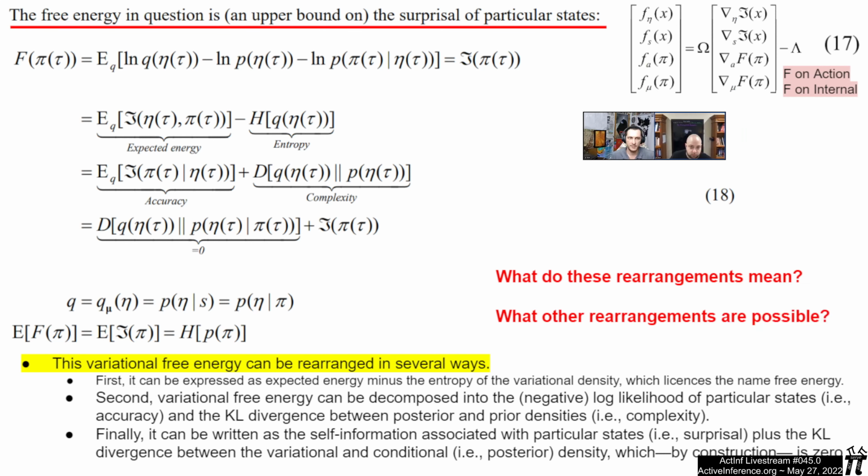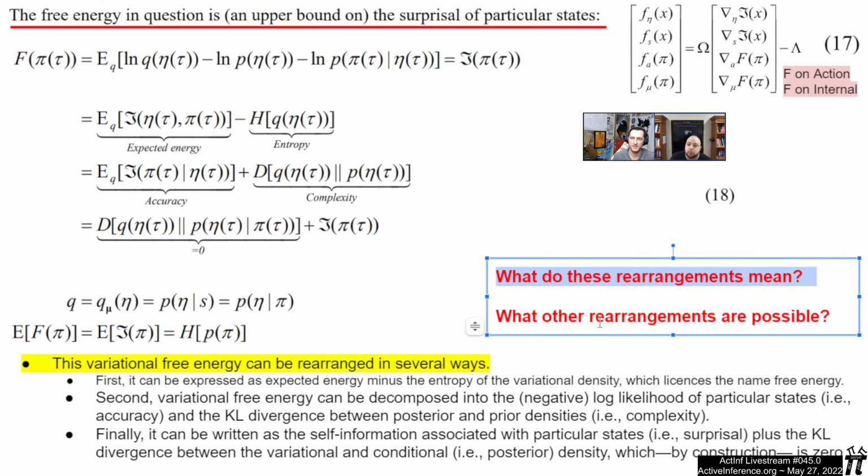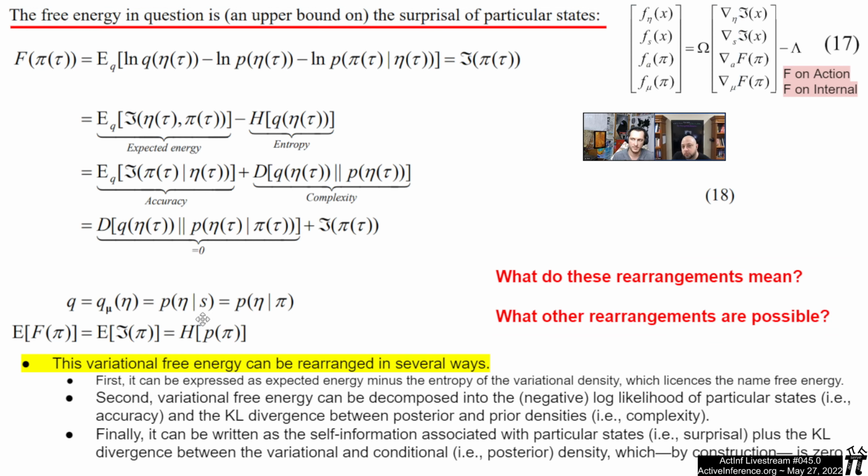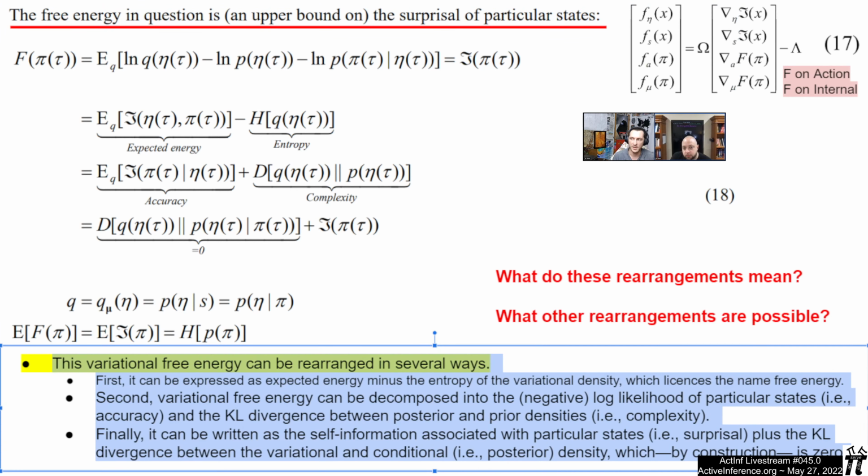What is that F? The free energy in question is an upper bound on the surprisal of particular states. So in variational Bayesian methods, ELBO and free energy are used to bound the surprisal. Here, we're bounding surprisal on a particular partitioning, including action, to model the action perception loop. So we've seen variational free energy several times. What do these different rearrangements mean? What other rearrangements or restatements of F are possible? They give a few thoughts here.